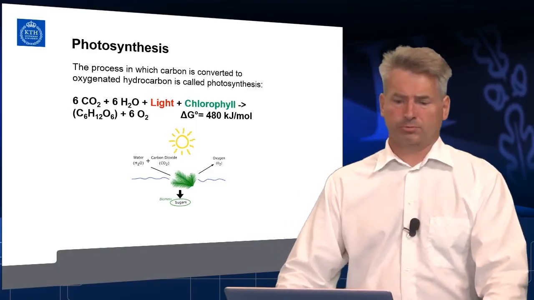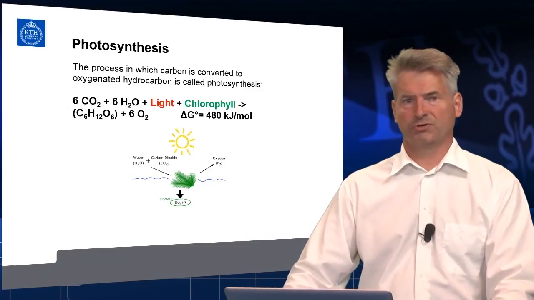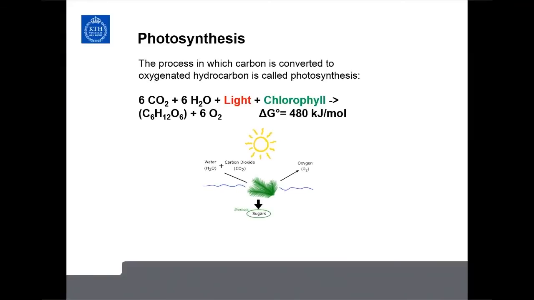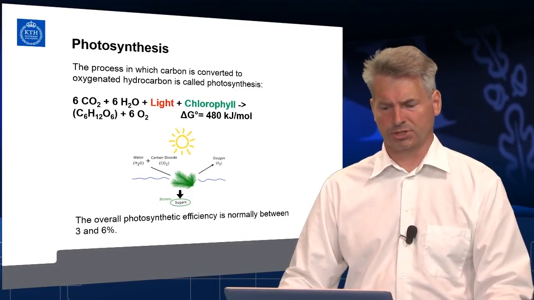Gibbs free energy is positive in this reaction, as you may see in this slide, which means that this reaction is not spontaneous. So you need energy for getting the photosynthesis to run. The overall photosynthetic efficiency is normally between 3 and 6%. So it's not so efficient, actually.